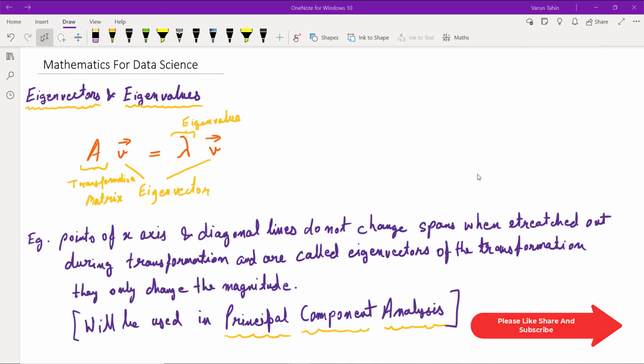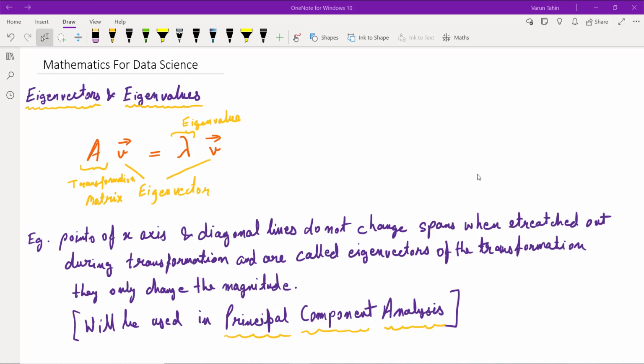Now we will study what eigenvectors and eigenvalues are. Eigenvectors occur in many linear algebra problems, and we will use these concepts heavily in popular machine learning techniques such as principal component analysis. In this section we will understand these concepts intuitively and learn how to compute them manually and in NumPy.